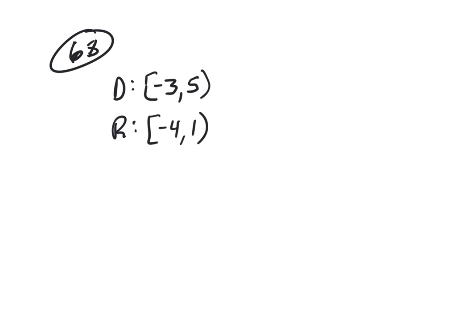Domain is going this way. Range is going this way. Okay? You guys see the difference between that? And we don't want to use infinity on that because there's no arrows. It doesn't keep going forever. Okay? Infinity is only used when the graph goes on forever in either direction. Okay.